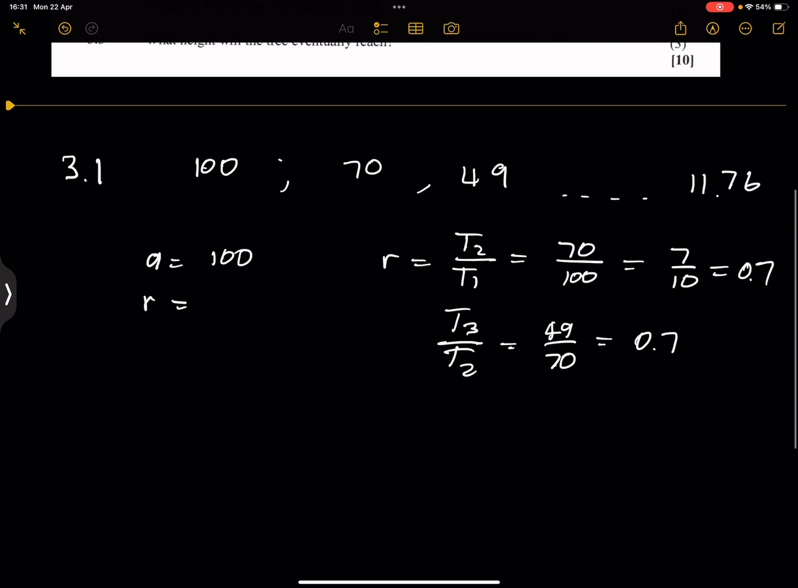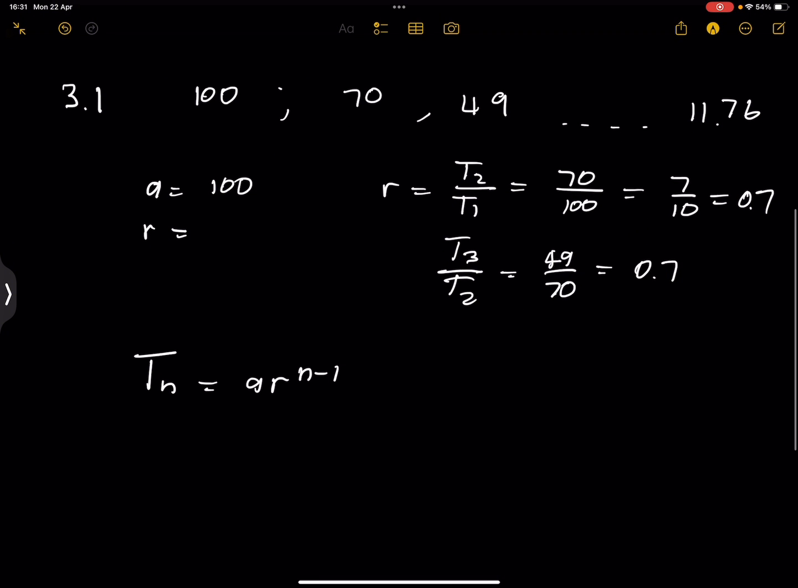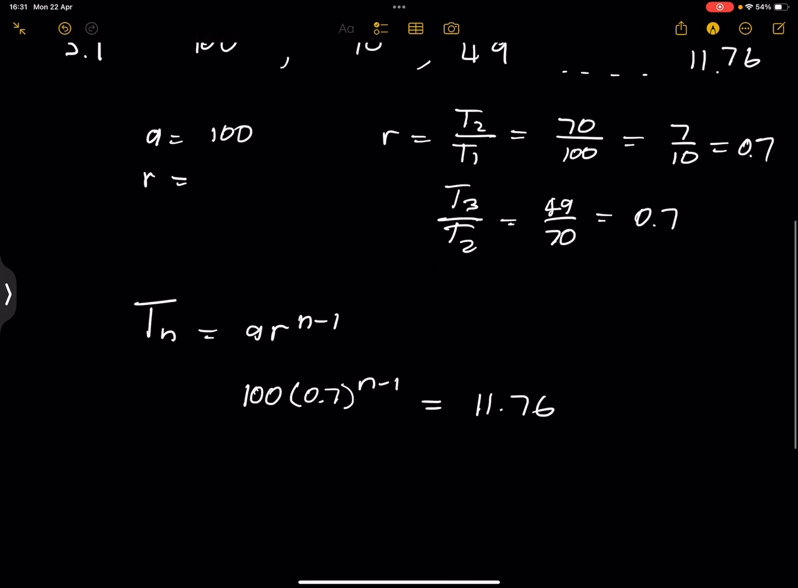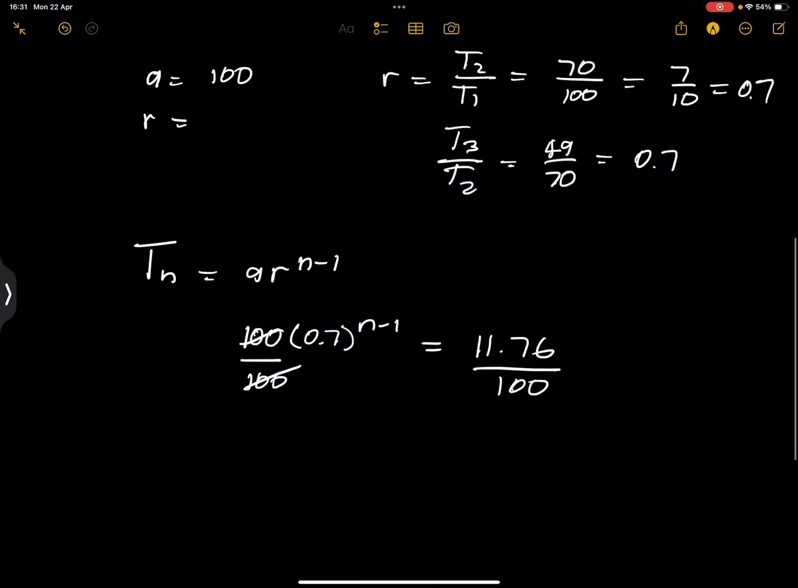So we want to know what the n value is. Remember, what is the general formula? That's A R to the power n minus 1, right? So A is 100, R is 0.7, n minus 1. They want to know when it will be equal to 11.76. Now let's do our gymnastics, right? So divide by 100 on both sides, so that cancels with that.